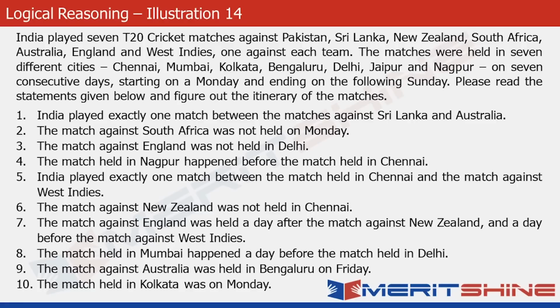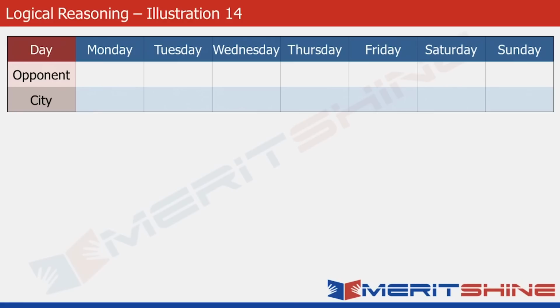Now let's try and solve this question. The first step would be to create a structure like this. It contains 3 rows. The first row obviously contains the 7 days. The second contains the opponents' names that we'll need to fill here. And the third, the cities, the venues. So let's look at the statements and try and fill this structure up.